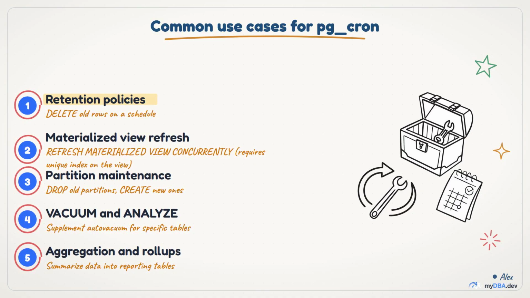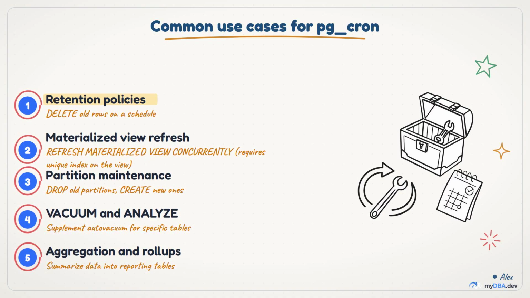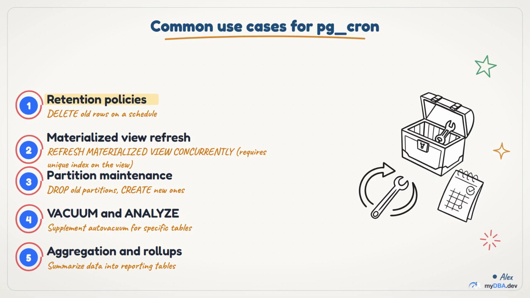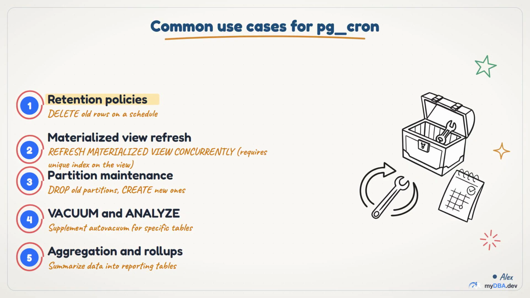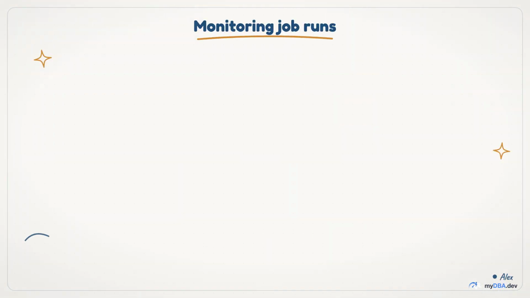You can also drop old partitions when you're doing time-based partitioning, or run targeted vacuum jobs on tables where autovacuum can't keep up. What about aggregations, like rolling up hourly stats into a summary table? That's a great use case. Schedule an insert into summary select from your raw table every hour, and you've built a lightweight ETL pipeline without leaving Postgres.